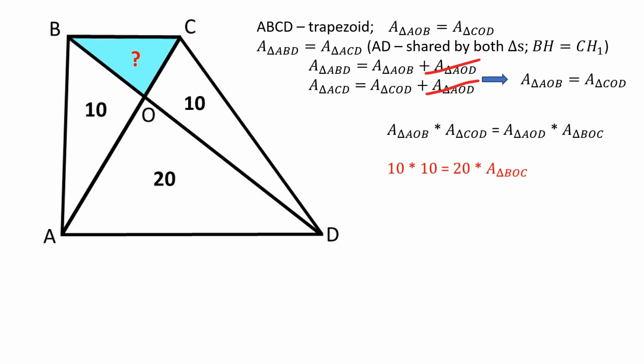Let's sub in our original values. The area of the triangle BOC is equal to 5 square units.